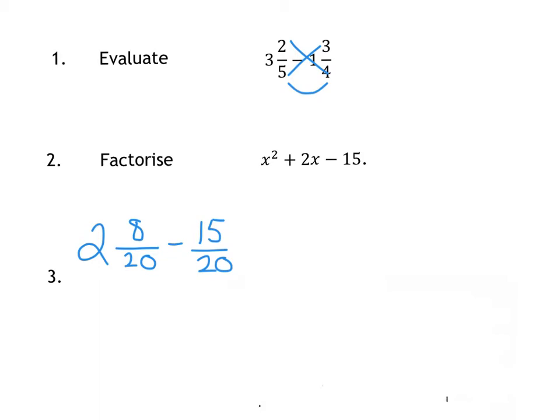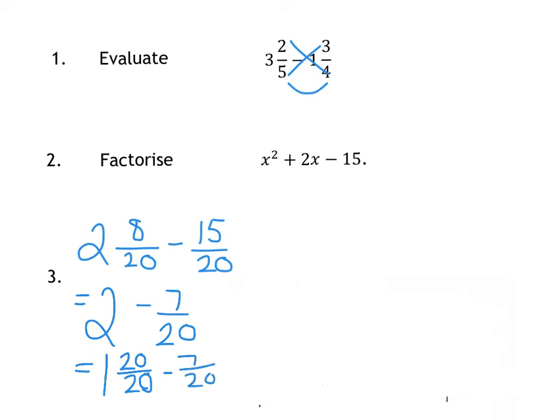Obviously the 8's a bit too small to take away 15, so what is 8 take away 15? It's -7 with 2, and I've still to take away 7 20ths. Now 2 take away 7 20ths means I'm going to have to take some away from the one whole number. So that's a bit like having 1 and 20 20ths. Take away 7 20ths, which is 1 and 13 20ths.